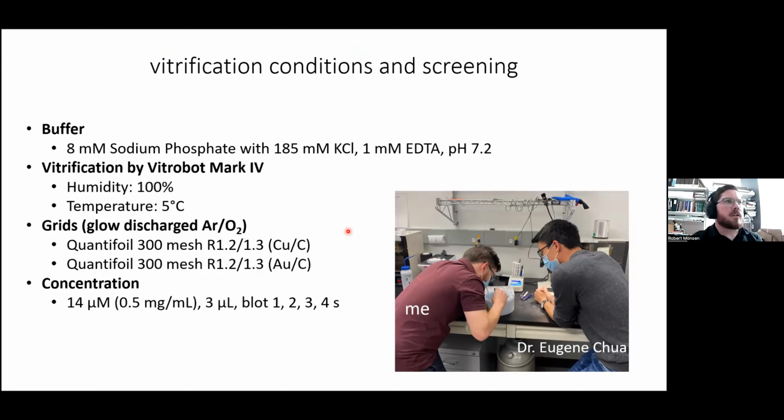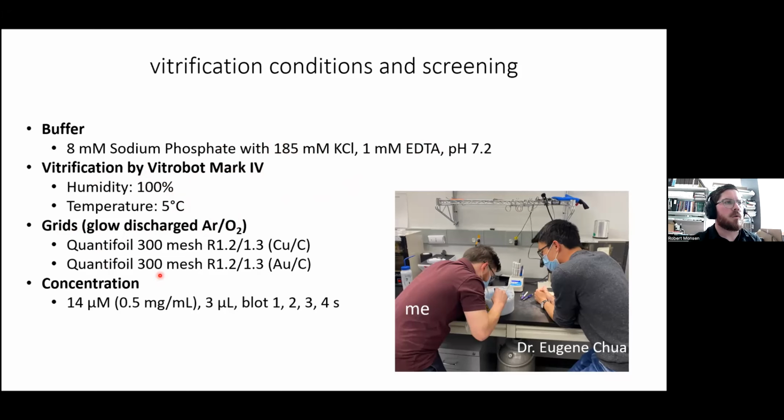So on the left here is the original vitrification and screening conditions. Our samples we keep in typically just a standard sodium phosphate buffer with 185 millimolar potassium chloride. And this amount of potassium chloride is necessary to maintain the integrity of the G-quadruplex. And then we also have 1 millimolar EDTA, which prevents DNases. So very simple buffer. In all cases, the vitrification was done by Vitrobot Mark IV with 100% humidity and at 5 degrees C. All of the grids were glow discharged in an argon oxygen environment.